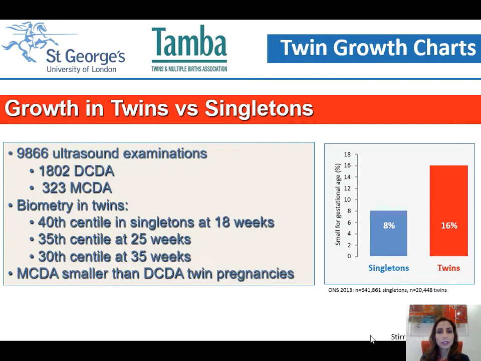We know that twins tend to be smaller than singleton fetuses. When we compared the growth in twins versus growth in singleton pregnancies, and we did that using data from almost 10,000 ultrasound examinations from more than 2,000 twin pregnancies, the biometry in twins corresponds to the 40th centile in singletons at 18 weeks, that drops to the 35th centile at 25 weeks, and drops to the 30th centile at 35 weeks. And we find that monochorionic twins tend to be smaller than dichorionic twin pregnancies.